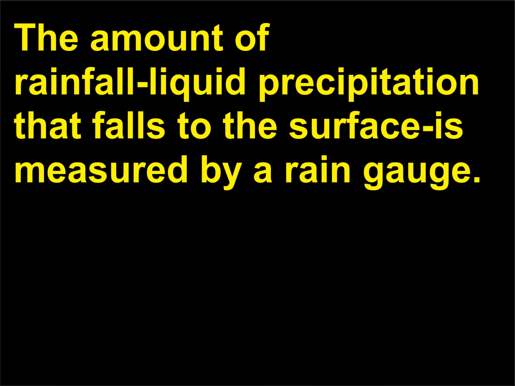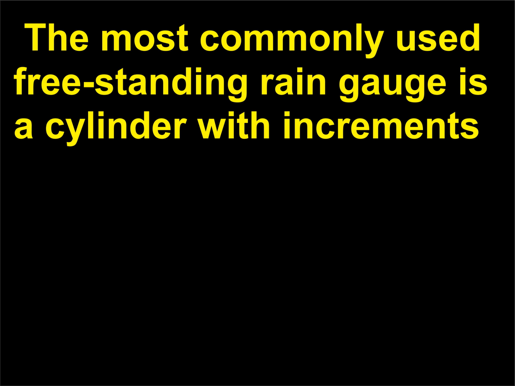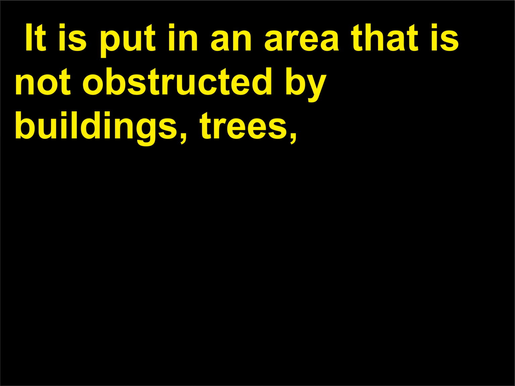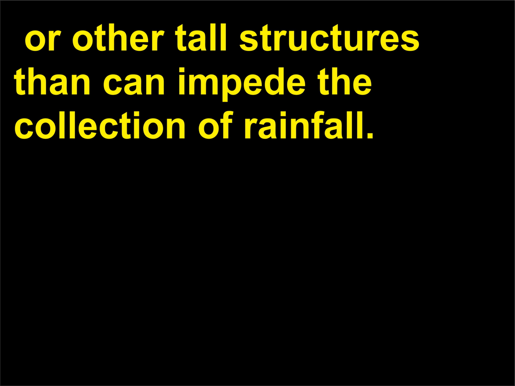The amount of rainfall, liquid precipitation, that falls to the surface is measured by a rain gauge. The most commonly used freestanding rain gauge is a cylinder with increments, most often in inches, inscribed on the outside of the tube. It is put in an area that is not obstructed by buildings, trees, or other tall structures that can impede the collection of rainfall.